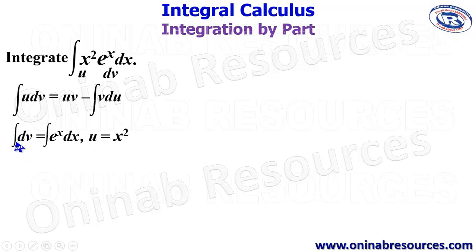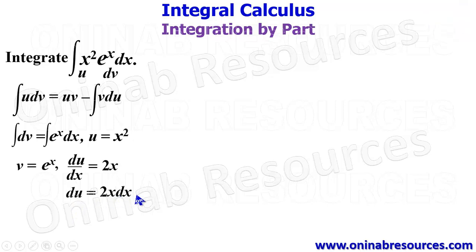Integrating this, we have integral of dv equal to integral of e raised to power x dx. Integral of dv gives v, and integral of e raised to power x dx gives e raised to power x. We then differentiate this. du/dx is equal to 2x, and then we are interested in du. So we make du the subject of the formula. We have du to be equal to 2x dx.